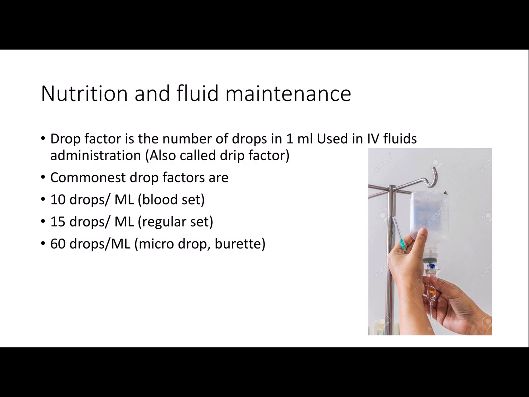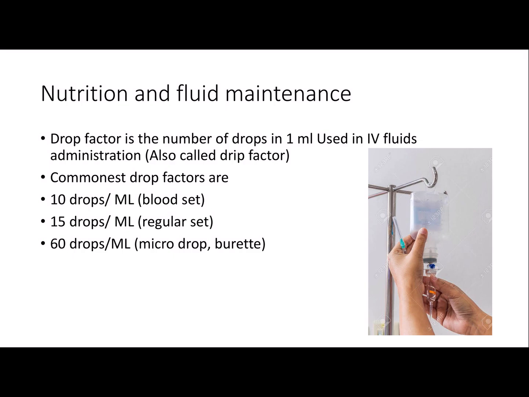Next, nutrition and fluid maintenance. Drop factor is the number of drops in 1 ml used in IV fluid administration, also called drip factor. The commonest drop factors are 10 drops per ml for blood set, 15 drops per ml for regular set, and 60 drops per ml for micro drip or burette. By using these drop factors we maintain the fluid and nutrition of the baby.